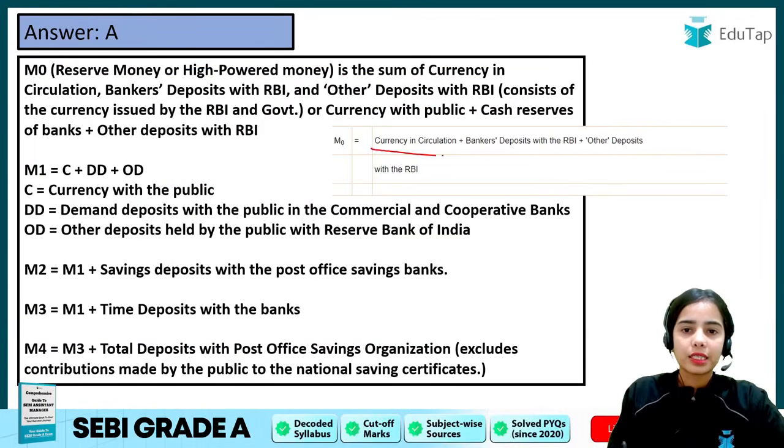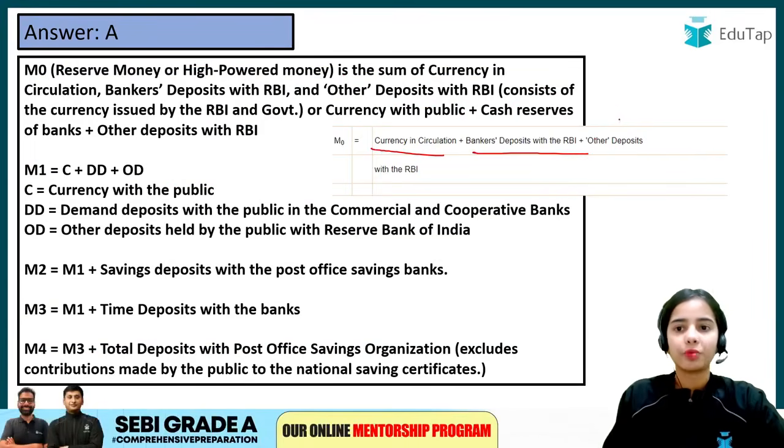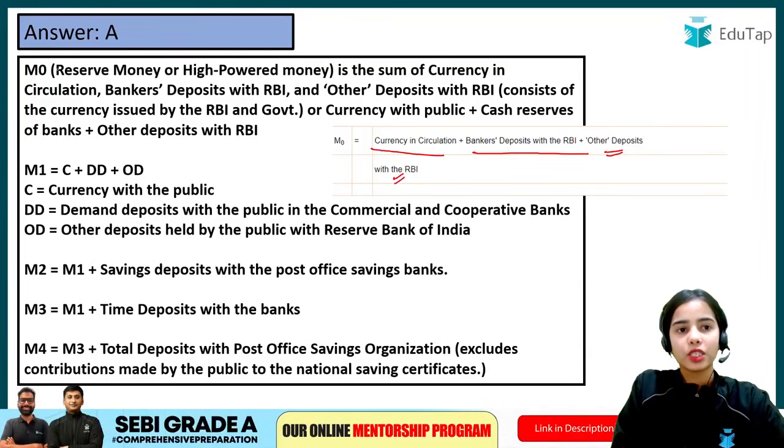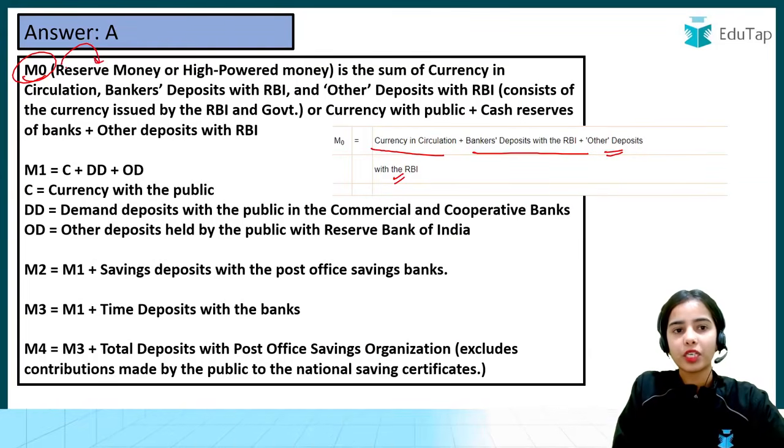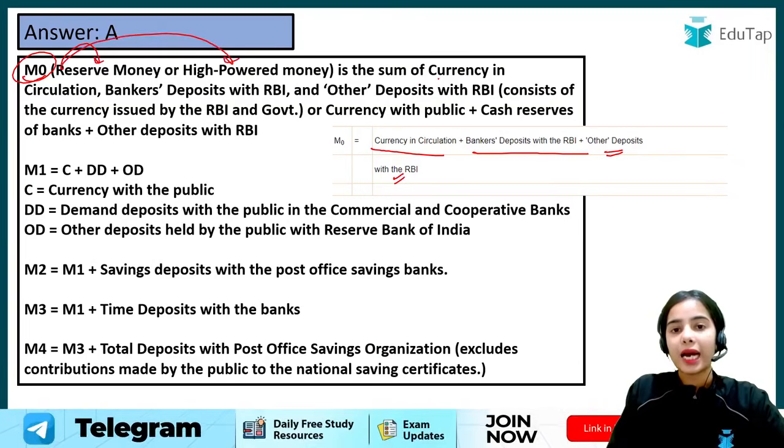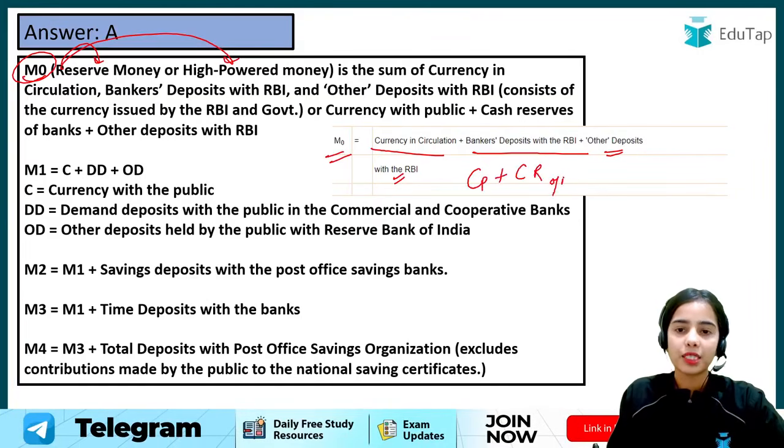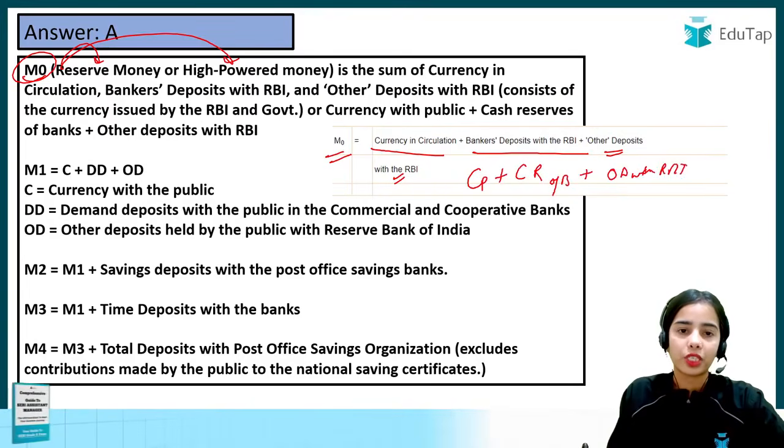So M naught is currency in circulation plus bankers' deposit with the RBI plus other deposits with the RBI. This is your M naught, that is the reserve money or high powered money or the monetary base. And the other formula of the M naught is currency with public plus cash reserves of the banks plus other deposits with the RBI. This is another formula for the M naught.